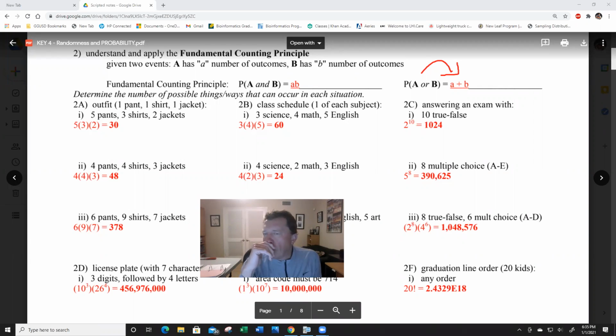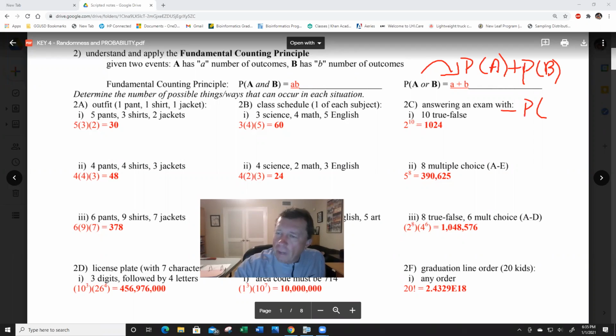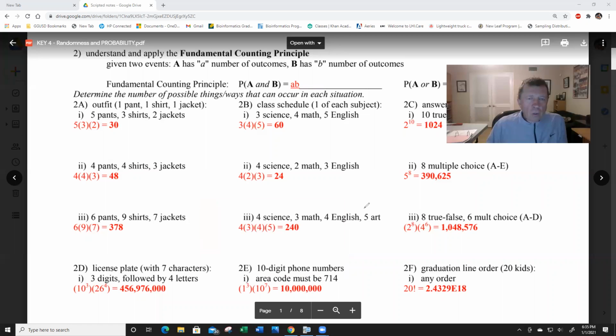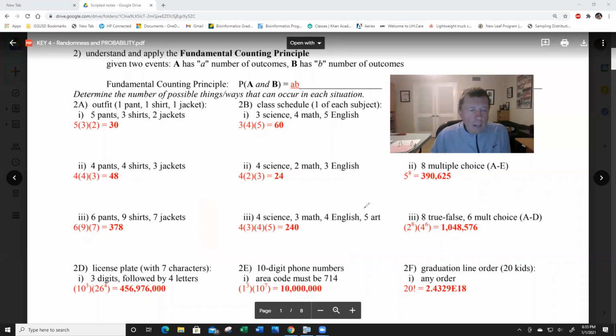There's a full formula. You might want to put it down. It'll be the probability of A plus the probability of B minus the probability of A intersection B. That's for later on. But for this part, don't worry about it. Or means plus and means times. That's simple to start with. No problem. All right, so let's do 2A.